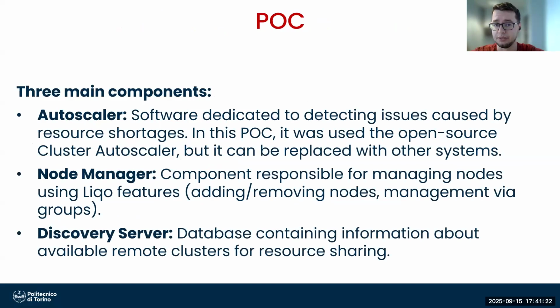So first, an idea of my POC. It involves three main components. The autoscaler, that is the software dedicated to detecting issues caused by a lack of resources. And personally, I use the cluster autoscaler, that is an open source project already integrated with also the common cloud providers, such as Amazon or Microsoft, etc.